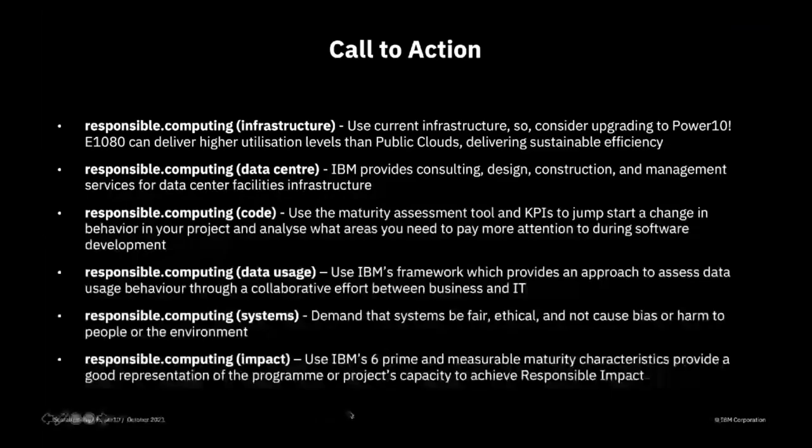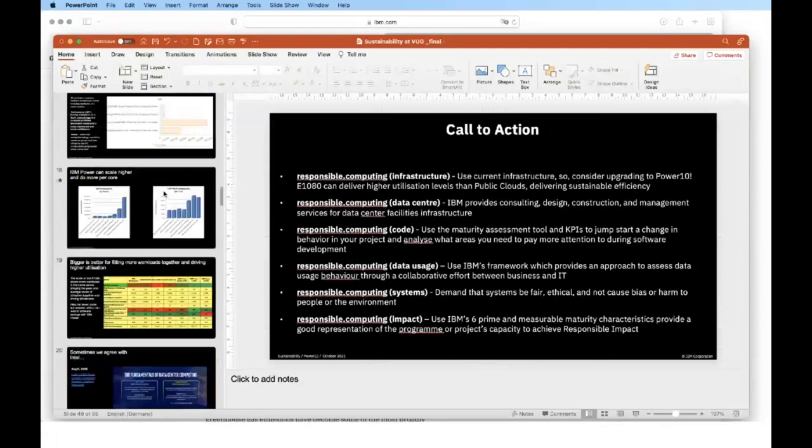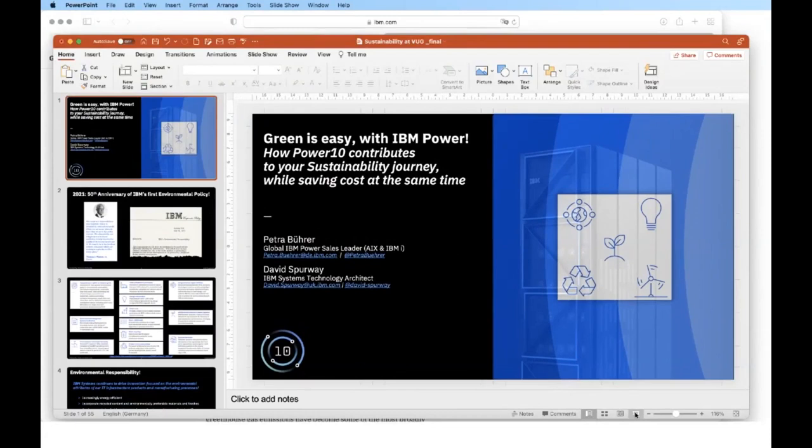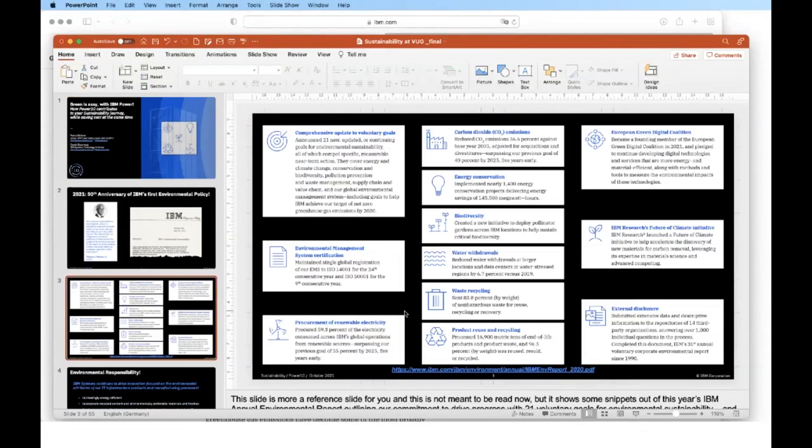So even though it was very short, I hope you saw that the Power10 chip was even part of this short video. I thought it had a very good summary of the high-level points we talked about earlier, what IBM basically voluntarily agreed on, and that Power10 is part of that story. And when looking at this year's environmental report, you will find certain sections that are in particular on IBM systems and Power systems.